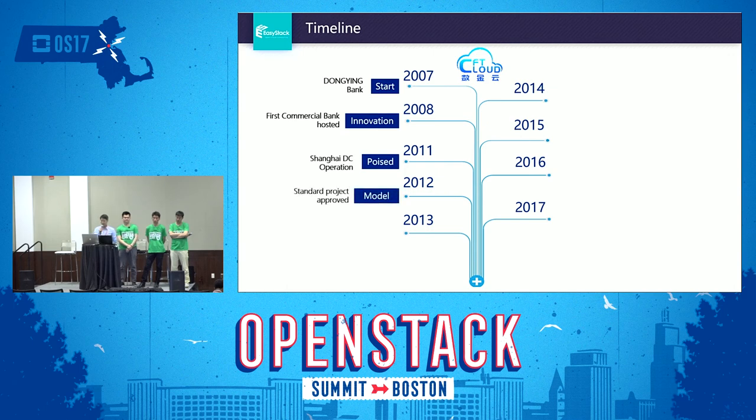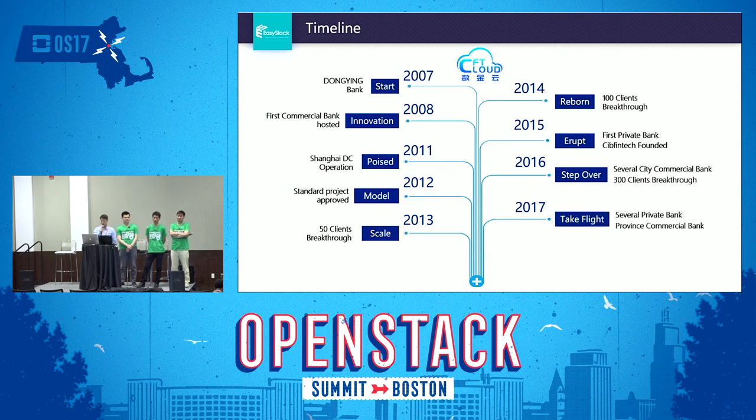Then, let me introduce key points of our platform. In 2007, we started our business with our first customer, Dongying Commercial Bank in Shandong, China. In 2013, we expanded our service to 15 banks. Only one year later, we made a significant breakthrough. Our client quantity rose to 1,000. In 2015, CIB FinTech was founded. Up to now, we have already provided cloud service to more than 300 banks and gained 10 years of cloud operating experience.